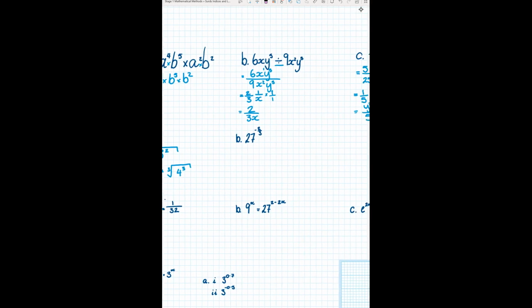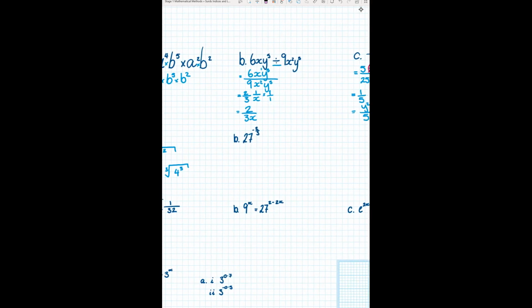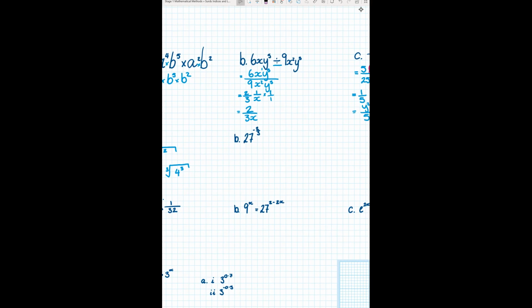Now looking at part B, we have 27 to the minus 2/3. So the minus means we know we're going to be 1 over. And we're 1 over 27 squared, cube rooted. Because remember that the number on the top is the power we put it to. The number on the bottom is the cube root.